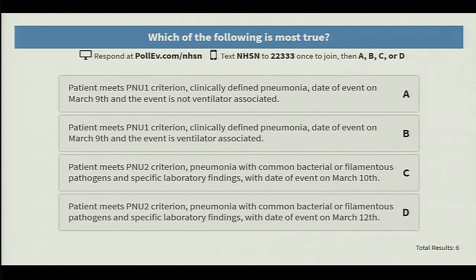So we'll give you a little time to think about that and to come up with your answers. Again, feel free to use your checklist that we've provided for pneumonia.